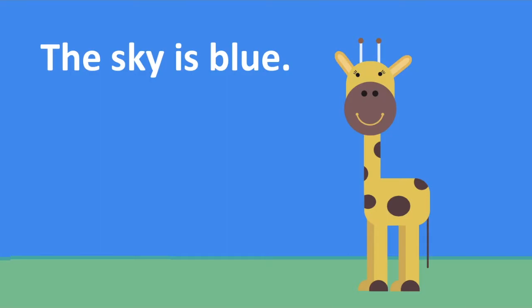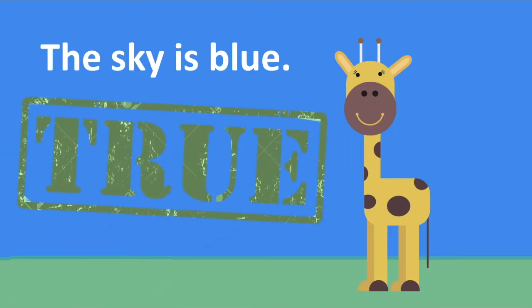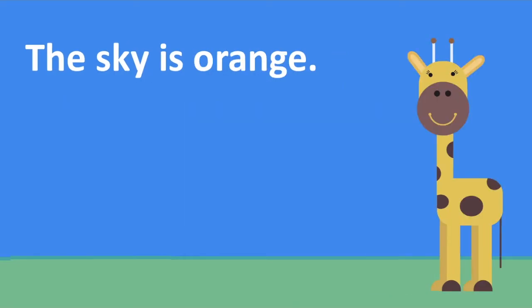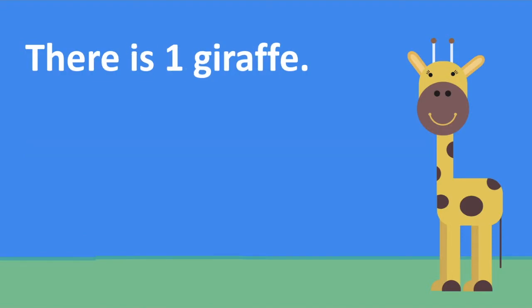So let's say that the giraffe here says that the sky is blue. Is the sky blue? Yes. We say that this statement is true. It's a fact. But let's say that the giraffe says that the sky is orange. That's not a fact. That's not reality. We say it's false.